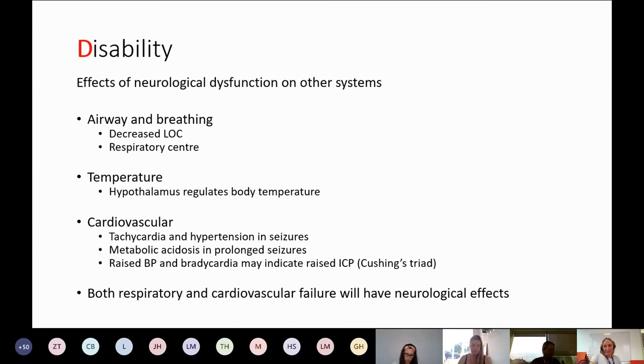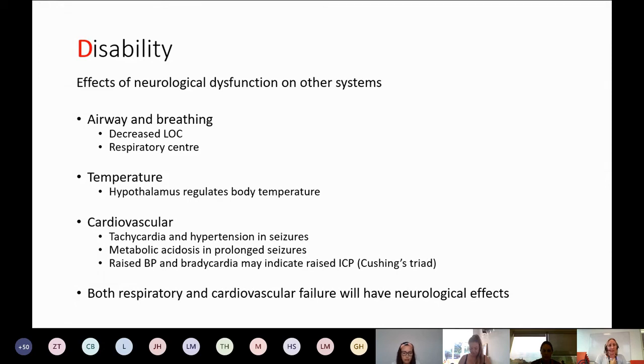As with every other system, no system exists independently. If we've got neurological dysfunction, that will have effects on our other systems as well, so we'll see it in other parts of our assessment. Airway and breathing: a decreased level of consciousness decreases that child's ability to maintain their own airway. If you're assessing a child's GCS and it genuinely is 8 or less, you need to go back and rethink assessing their airway, and whether you need to escalate what you're doing to support it for them.